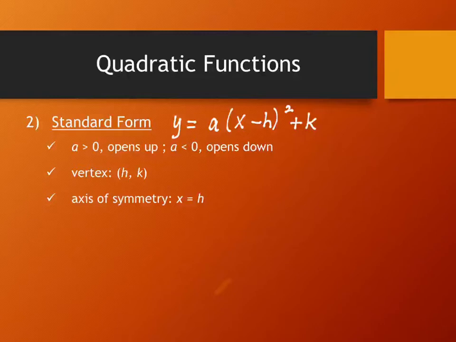None of that changed. But the nice thing about this particular form, if you already have it especially, is that the vertex is already visibly there. The vertex is h, which is the value in the middle, but the opposite sign. Notice that's different. And k, the value at the end, is the same sign. And then the axis of symmetry still lines up with the vertex. Since the vertex x value is h, the axis of symmetry will be x equals h.